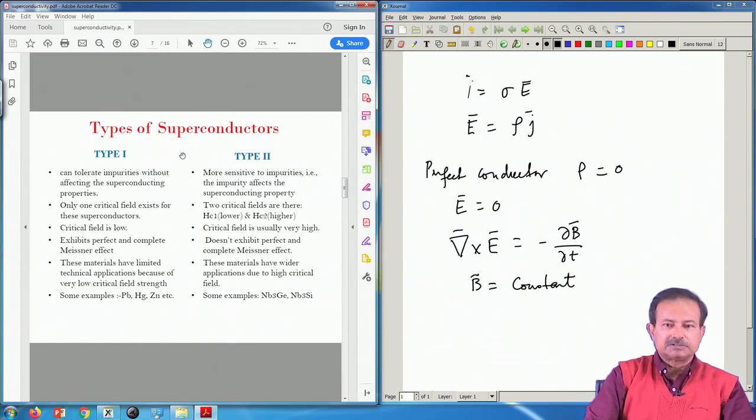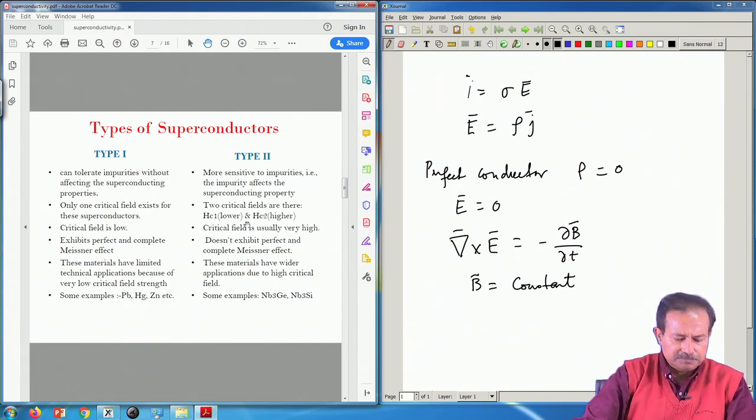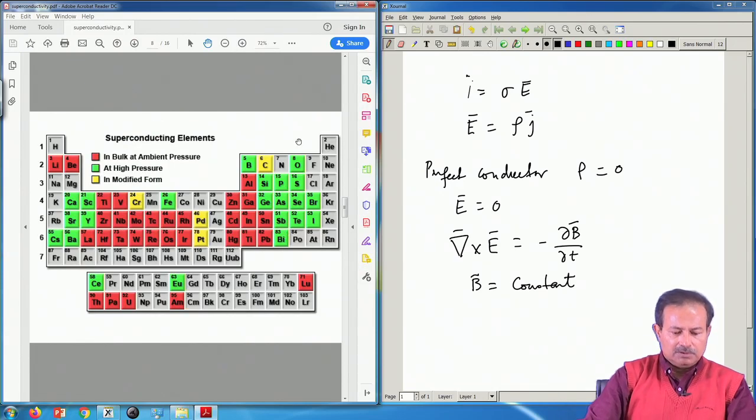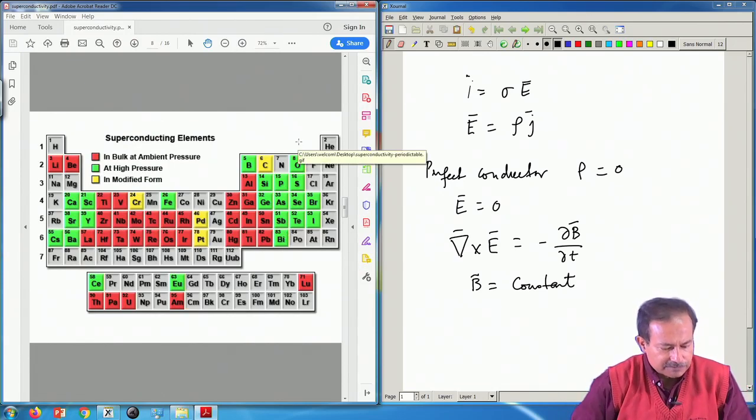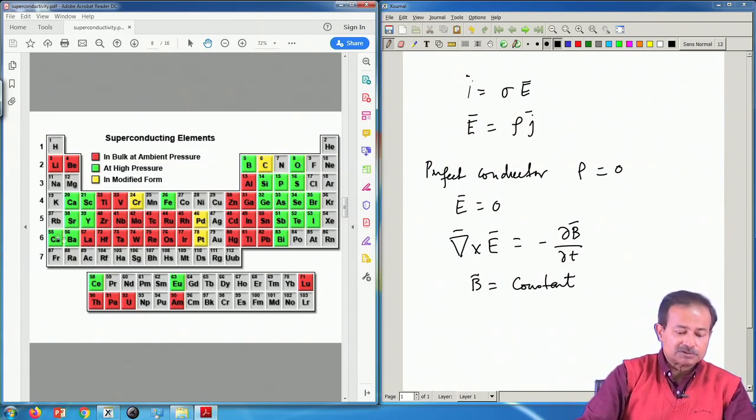Then, as a phenomenology, we discussed these two types of superconductors and their properties. As we said, the type 2 superconductor is the one which is mostly in use. The materials that are used as superconductors are type 2 superconductors. Superconducting elements, for example, abound in the periodic table. There are lots of elements which are superconductors.